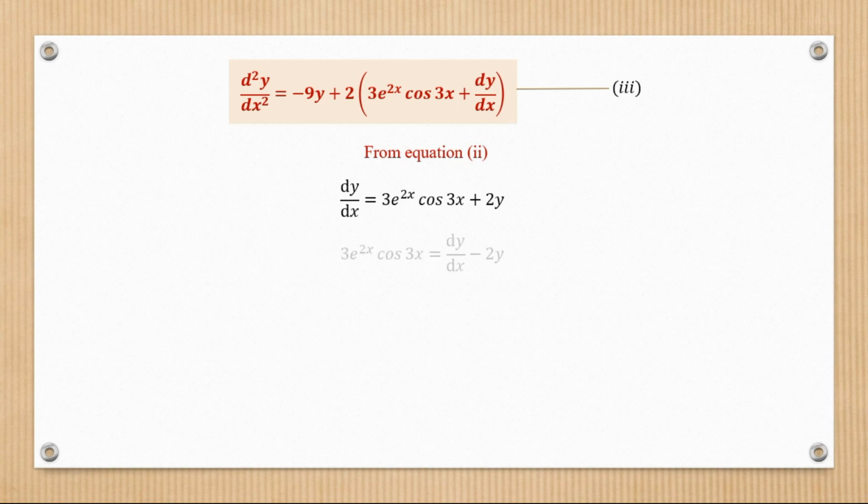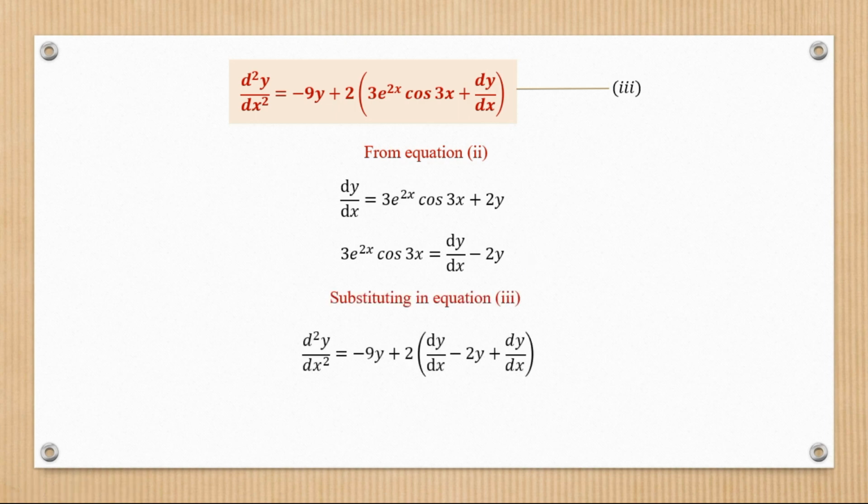So basically I'm going to make this value here the subject. So I'll see that 3e^2x cos 3x should actually be equal to dy/dx minus 2y. So substitute that into equation 3, and this is what we end up having. So now where there is this 3e^2x cos 3x, we're going to place this value right here. So that's what we end up having.